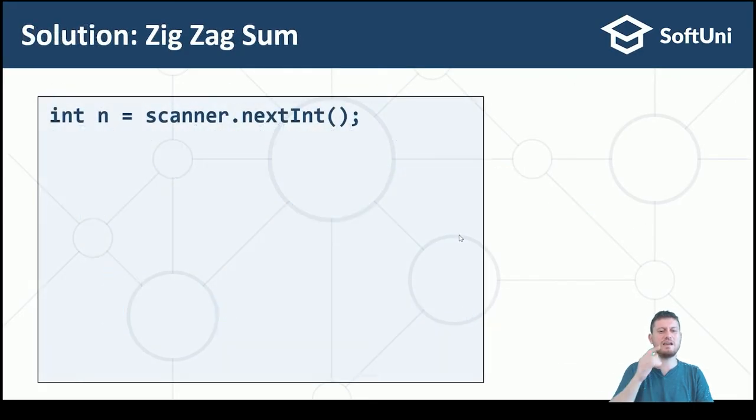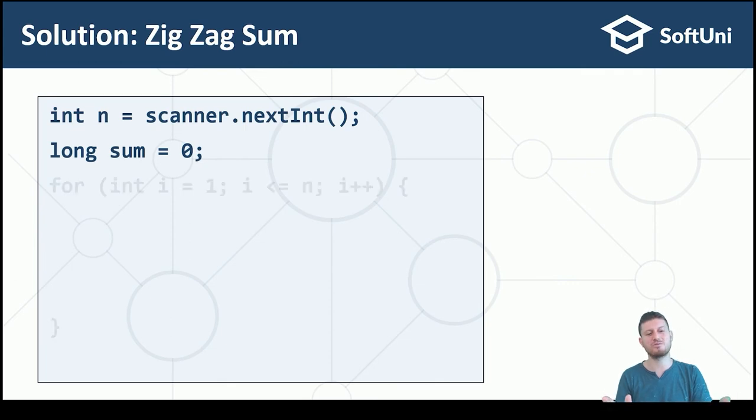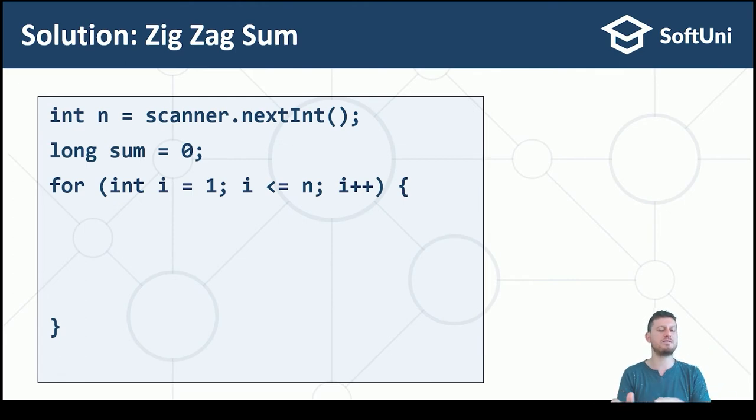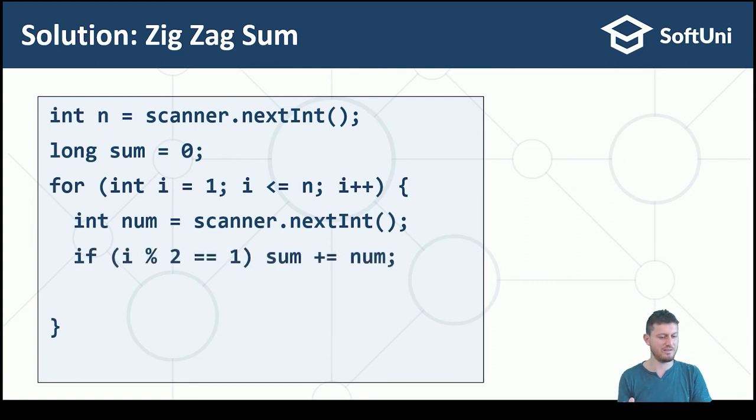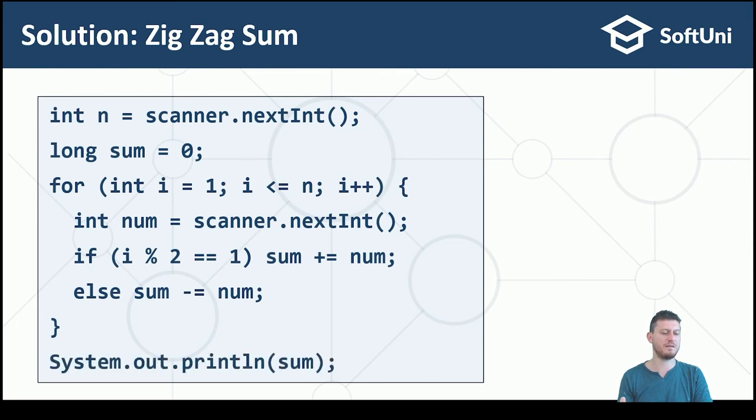So we can go ahead with the solution I had in mind before the start. We read the number of numbers which we shall process, and we start from neutral sum 0. We repeat n times, from 1 to n. We read 1, 2, 3, until n. We read the next number. If the current i is odd, we add the number to the sum. Otherwise, we subtract the number from the sum. And finally, we print the calculated sum. Very simple, and I don't feel that it needs more discussion.